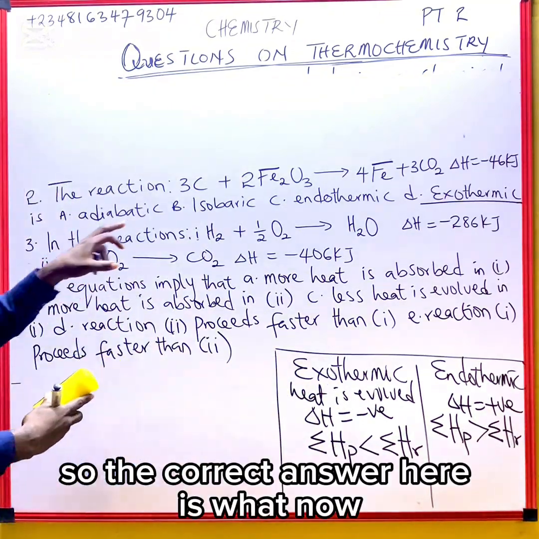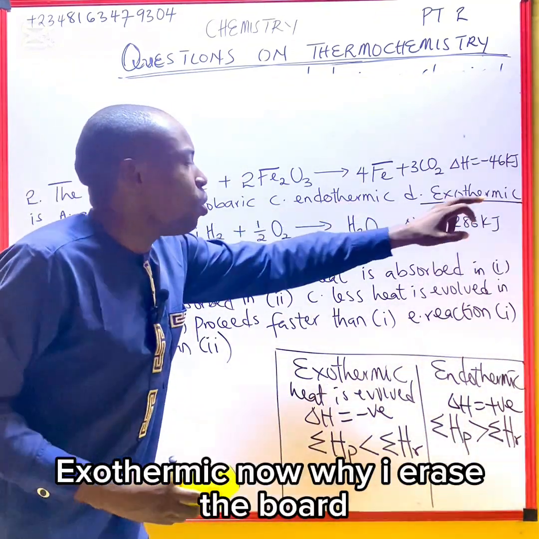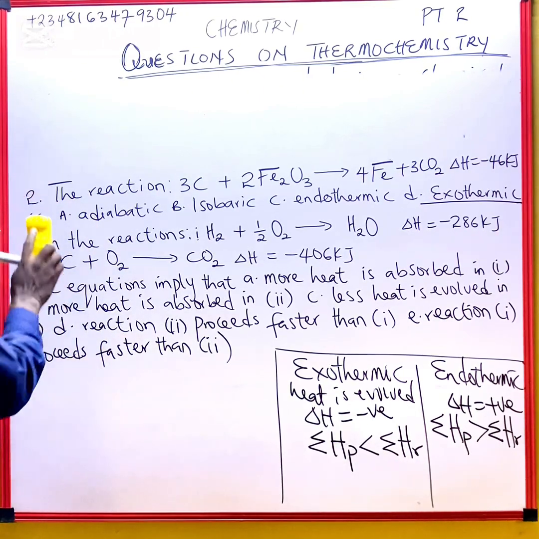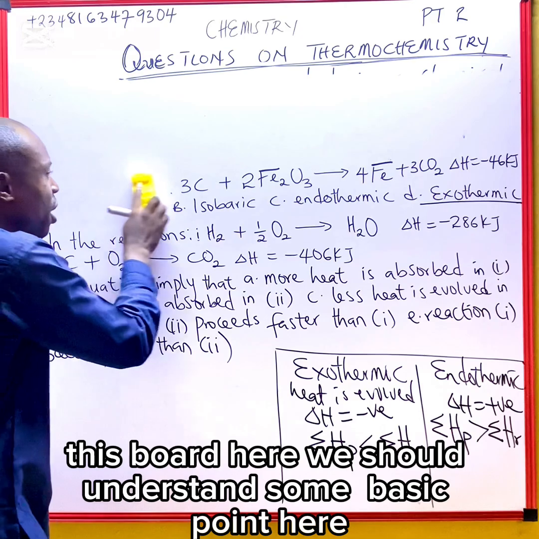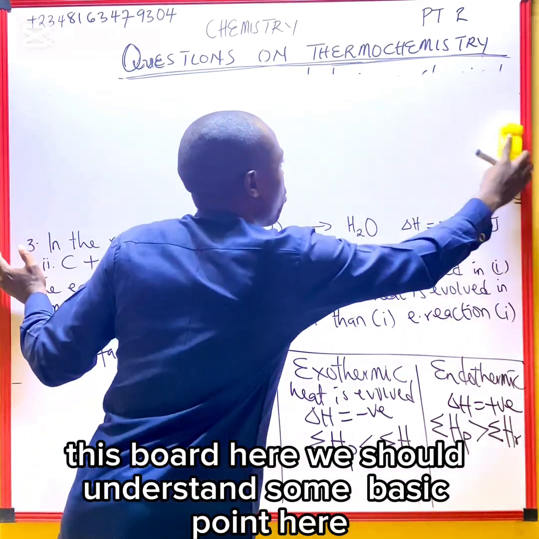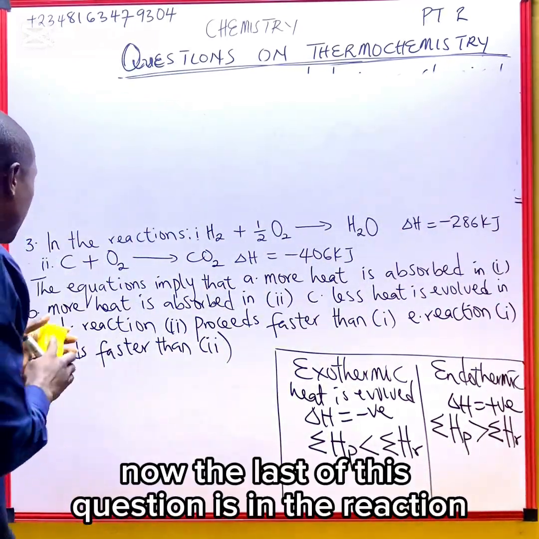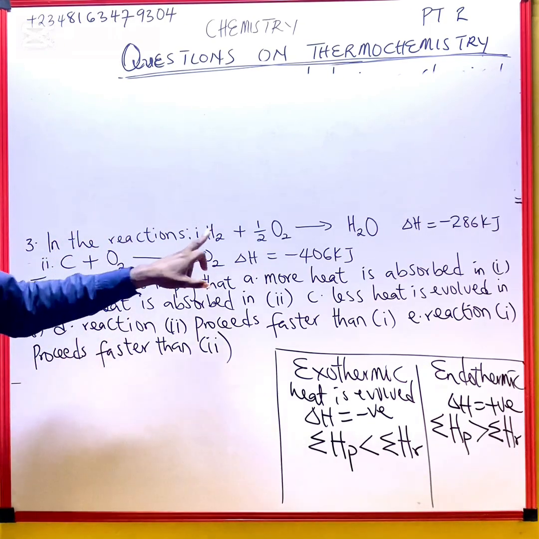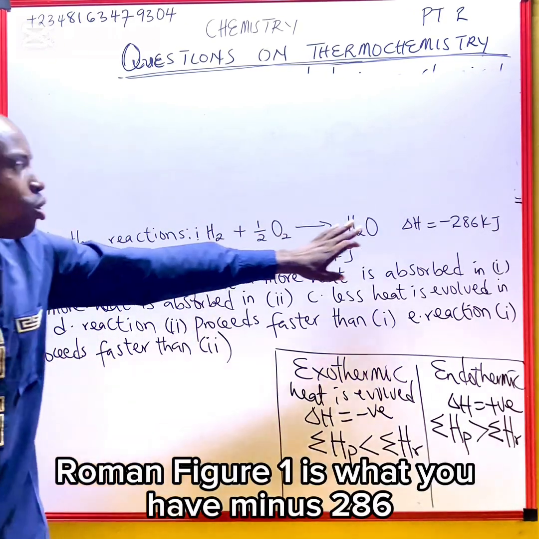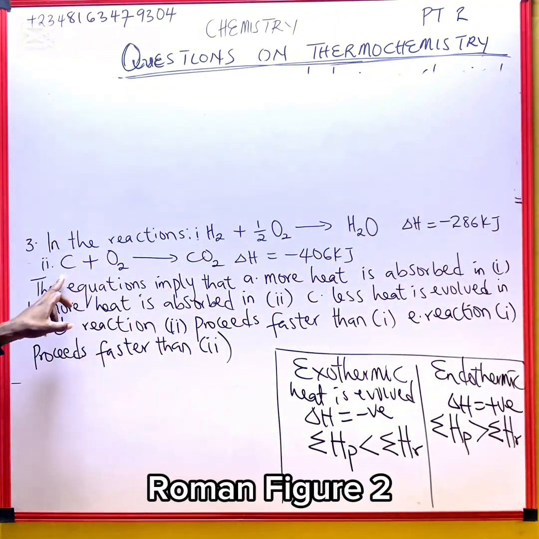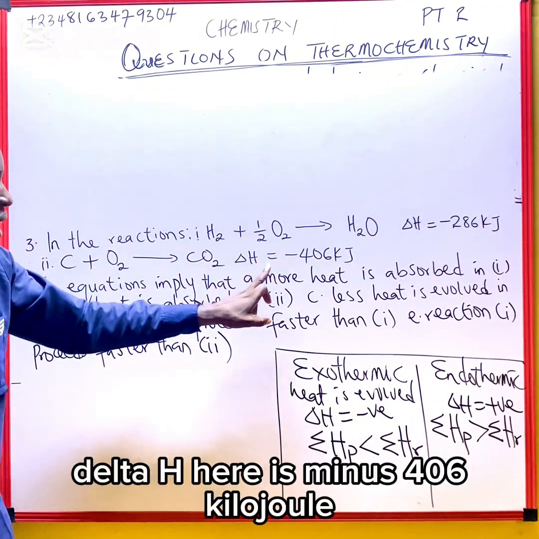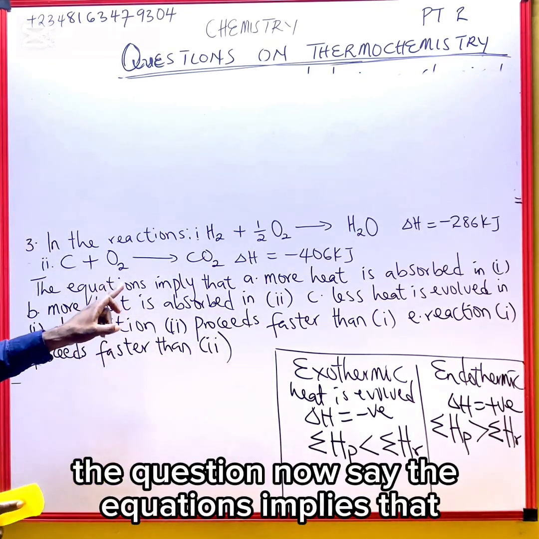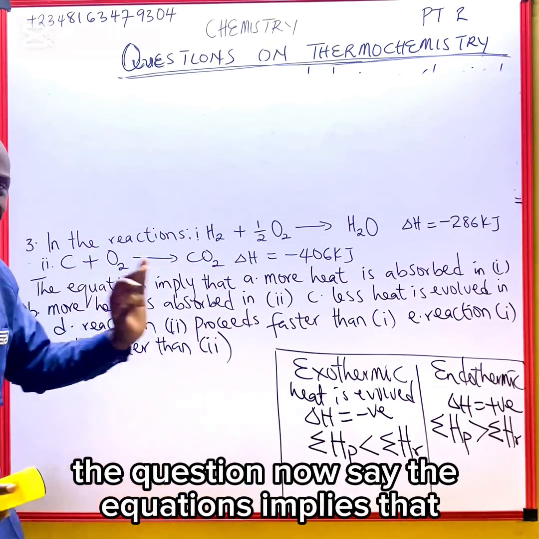So the correct answer here is what now? Exothermic. Now, why I erase the board, please take note of it. I erase this board here. You should understand some basic points here. Now, the last of this question is in the reaction, Roman figure 1, this is what you have, minus 286. Roman figure 2, delta H is minus 406 kilojoule. The question now says the equations imply that.